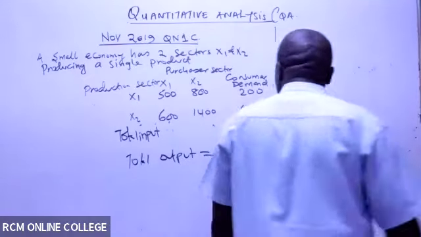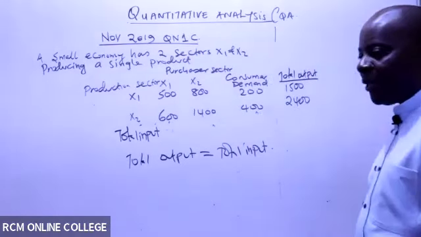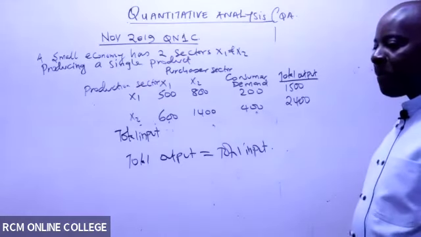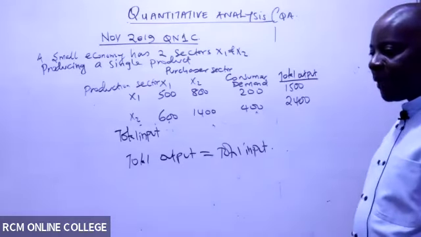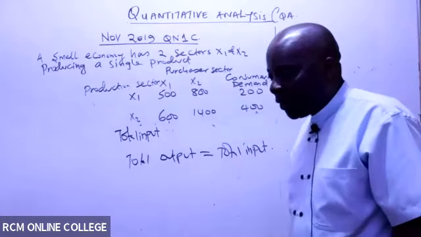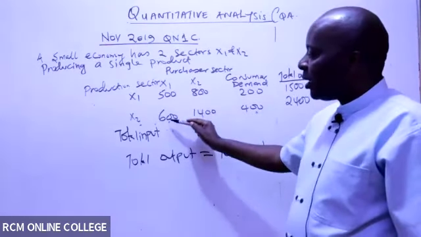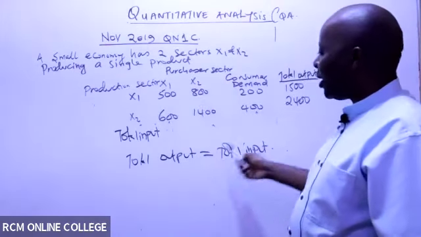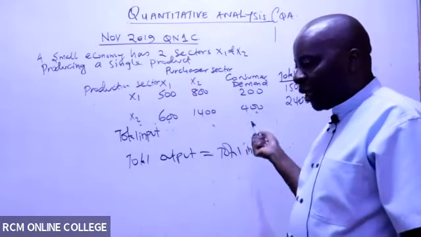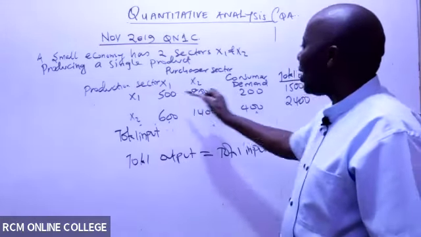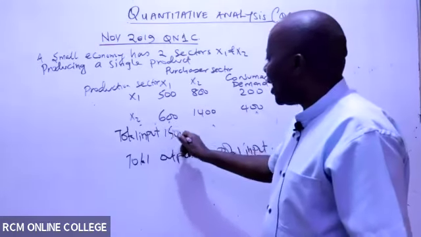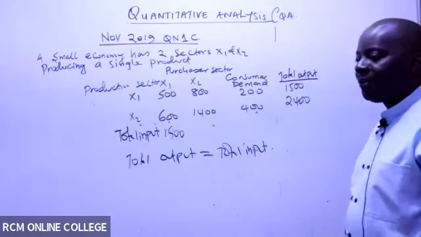Total input for X1. Can somebody in this case help me? What do you think will be the total input for X1? Please help me. Yeah, somebody has made that mistake, which is very good to do. Collins here, they have added. When you add, you're disregarding this important concept: the total output will always be equal to total input. So the total output of X1 will be equal to the total input, which is 1500.